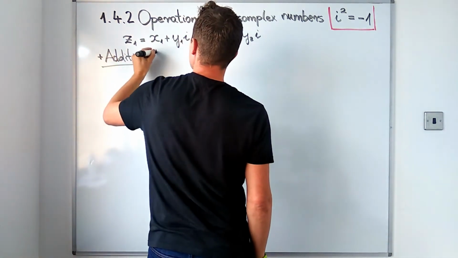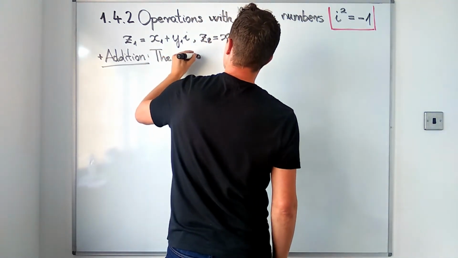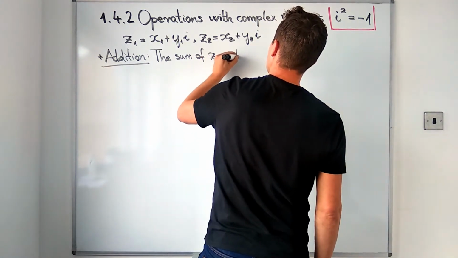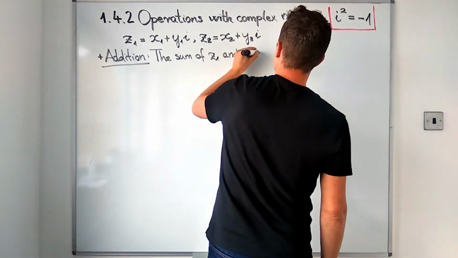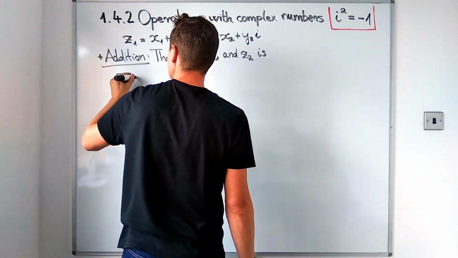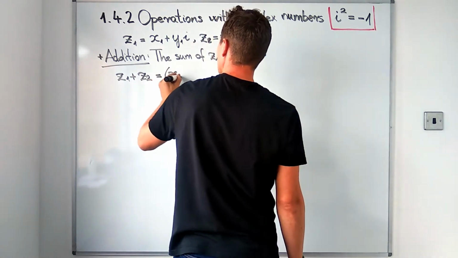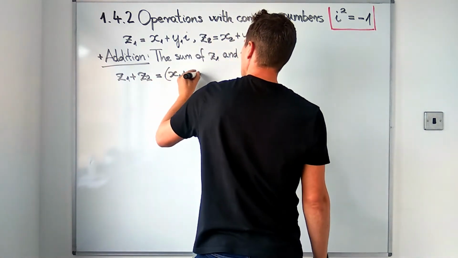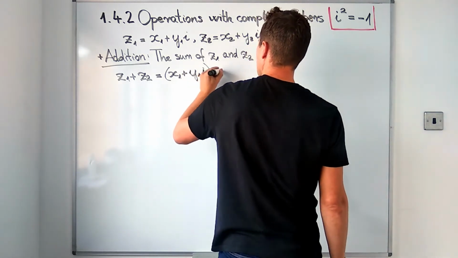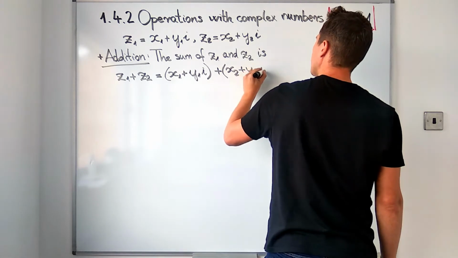So the sum of z1 and z2 is, of course, z1 plus z2, but the way we calculate this is we write these numbers out: x1 plus y1 times i plus x2 plus y2 times i.